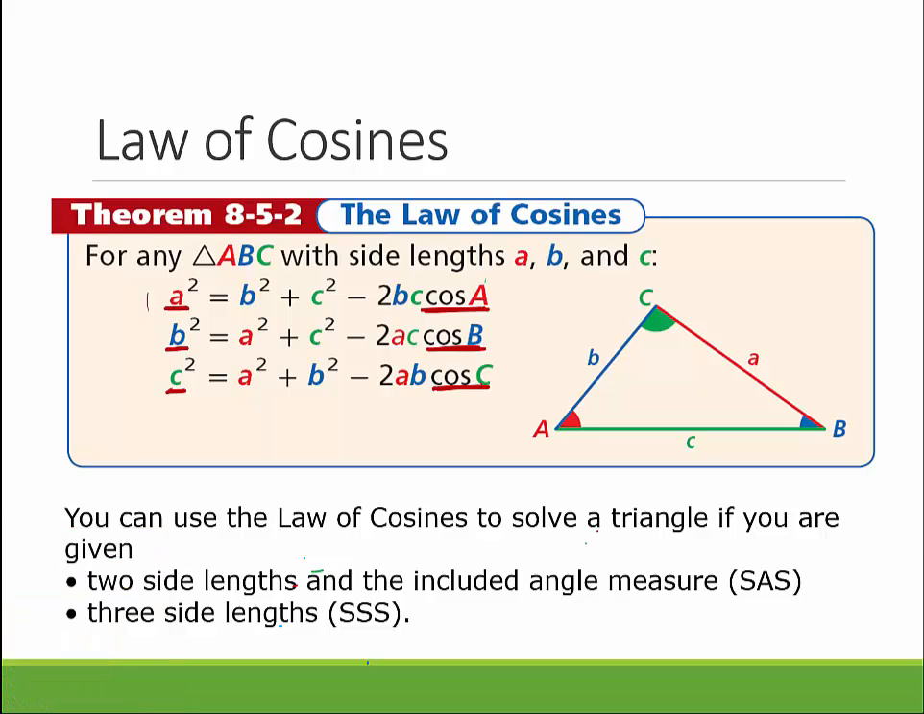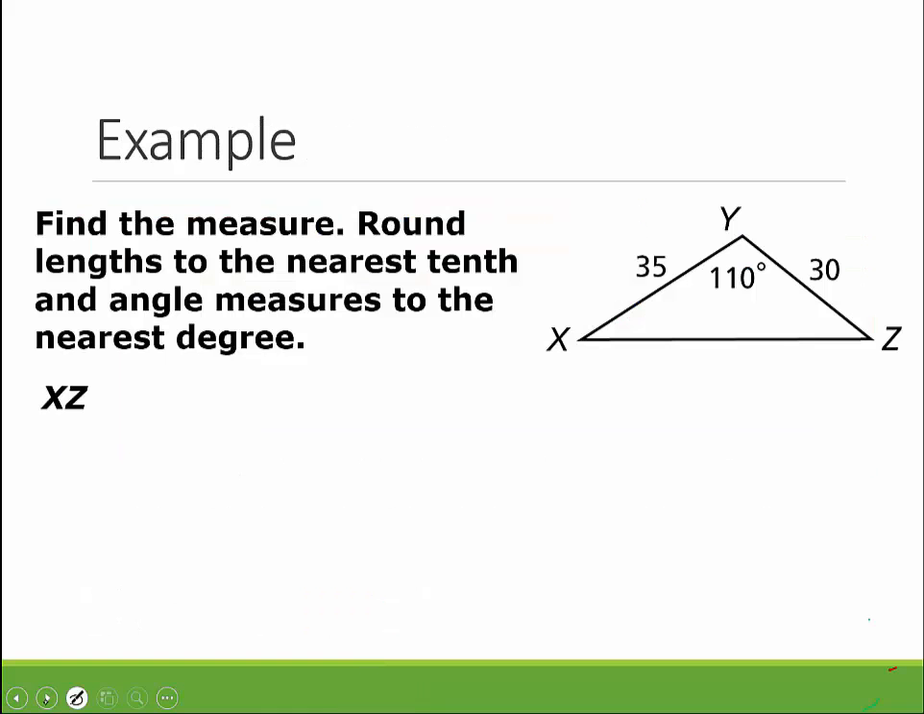The other pattern to notice is that these other two side lengths appear next to the cosine. They get multiplied by the cosine that you have. And then you always subtract 2 times all of this stuff. So we'll prove this in class so you know the why behind it, but right now we're just going to use these. So find this measure, XZ.